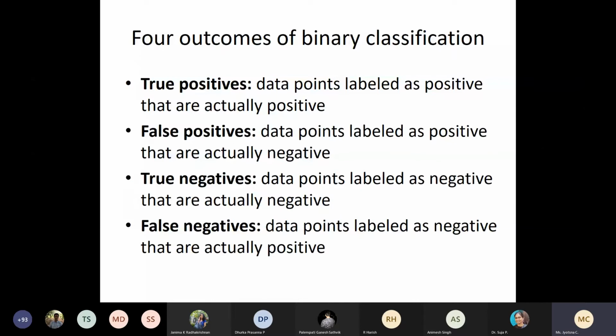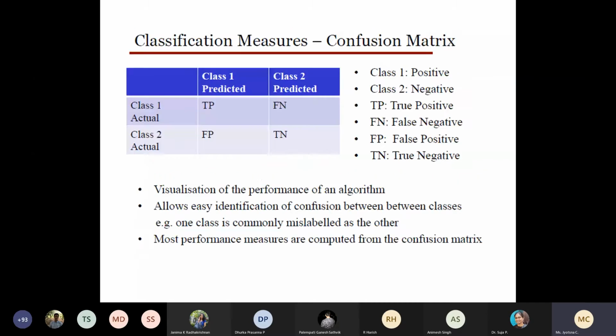So once again, I hope you understood this: what is true positive, false positive, true negative? Tell me. I have one doubt in the previous slide. In the three points below, the second point mentions that it allows easy identification of confusion between classes, and the example says one class is commonly mislabeled as the other. What does that mean?